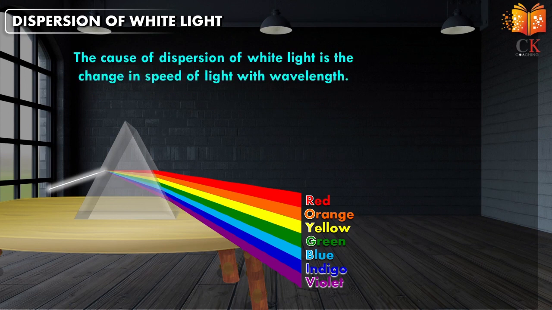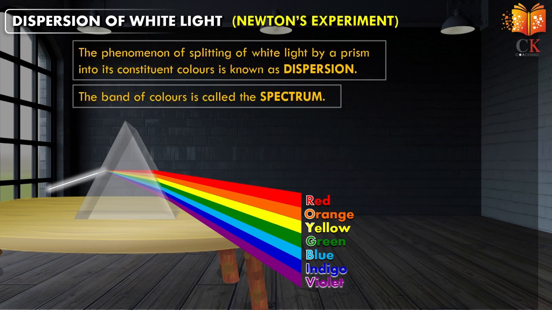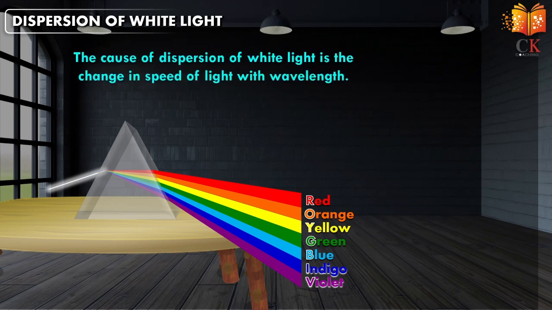But before that, let us look at what is the cause behind the dispersion. You have to remember 3 things. I would repeat: first the definition of dispersion, second is the spectrum, third is the cause behind the dispersion of the light. So the cause behind the dispersion of white light is the change in the speed of light with its wavelength. Different colors of the light will bend with a different angle.